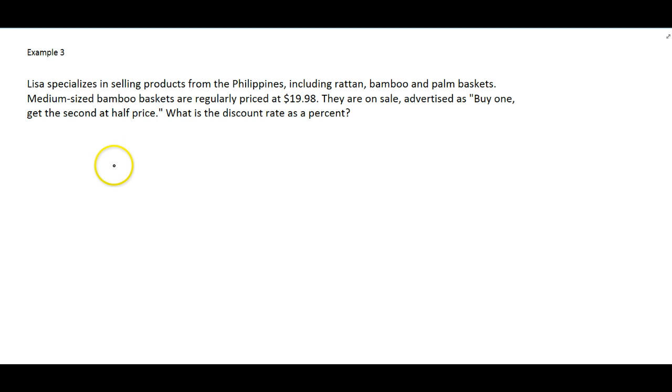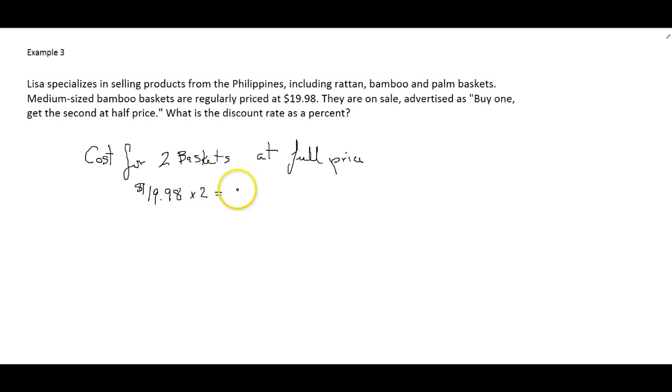So we're buying one, getting the second one at half price. So we have to figure out the cost for 2 baskets at full price. And we know that each basket is $19.98, and we're buying 2 of them, so we multiply that by 2. That gives us $39.96 as the cost for 2 of them.